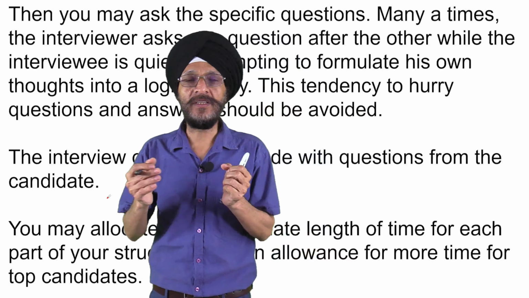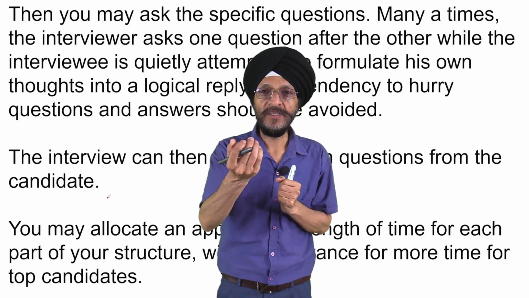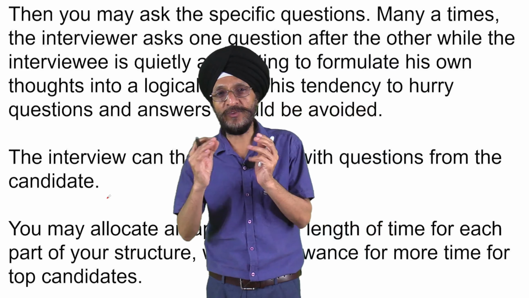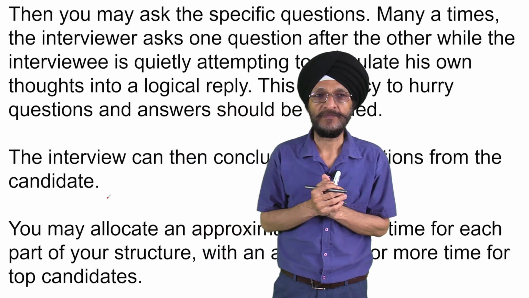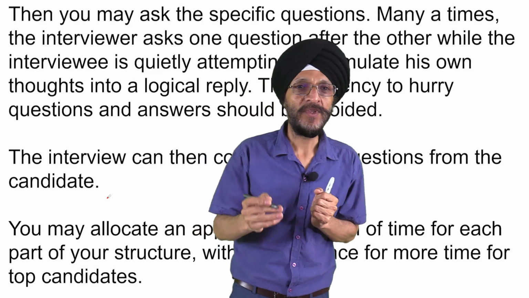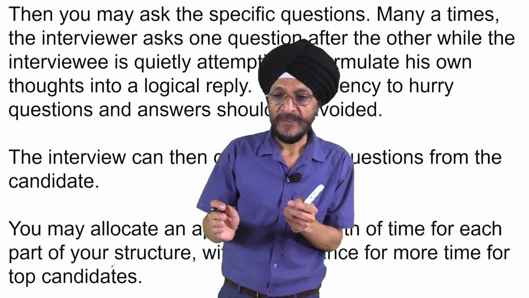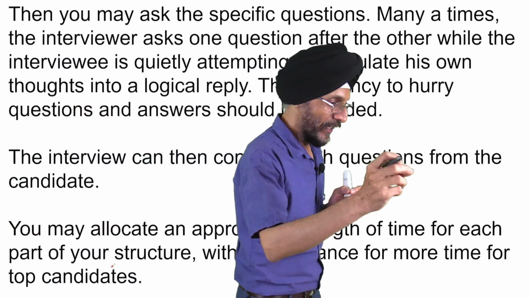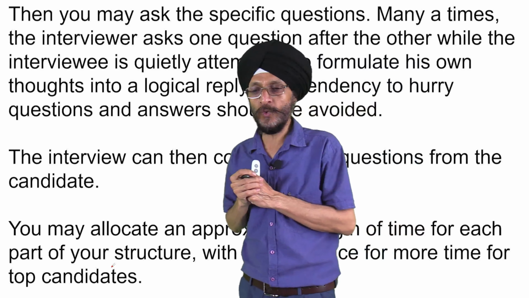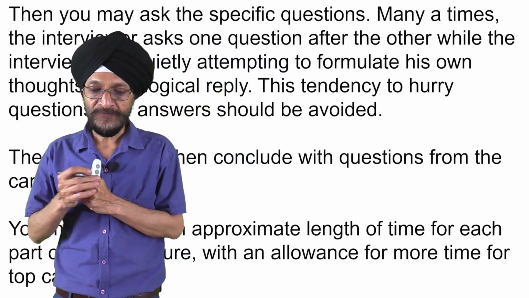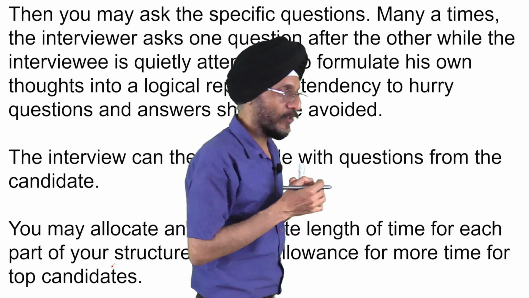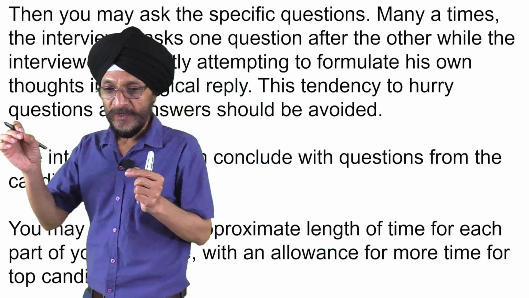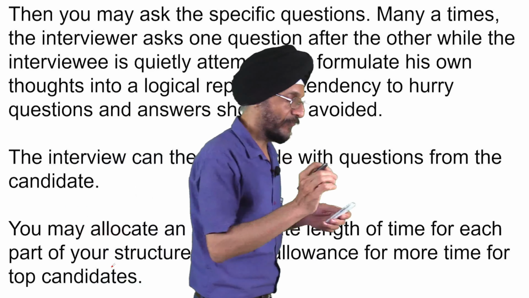The interview can be concluded with questions from the candidate. You may allocate an approximate length of time for each part of the structure, with an allowance for more time to top candidates. It means that if you feel that the particular candidate before you is the best you can hire, then you can ask some extra questions, or devote some extra time to him or her, so that you may make double sure that you are selecting the best candidate for the job.